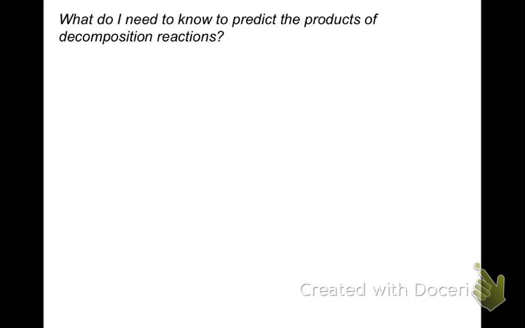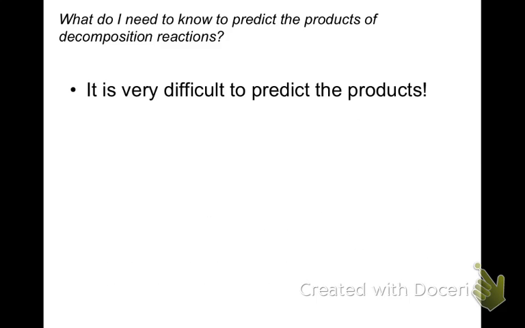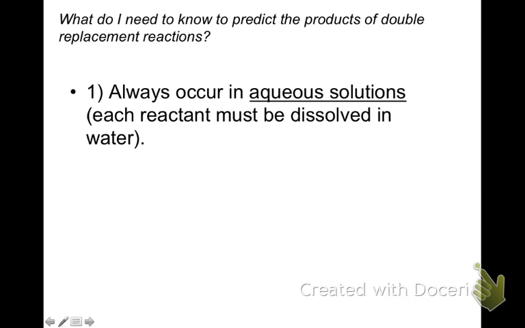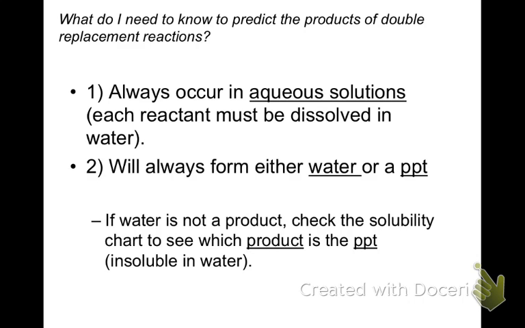Now we're going to skip ahead to double replacements. To predict the products of double replacement reactions, first you should know that they're always going to occur in aqueous solutions where each reactant is first dissolved in water. You're either going to form water or a precipitate, which is a solid, insoluble compound. So we're going to go ahead and define that right here.